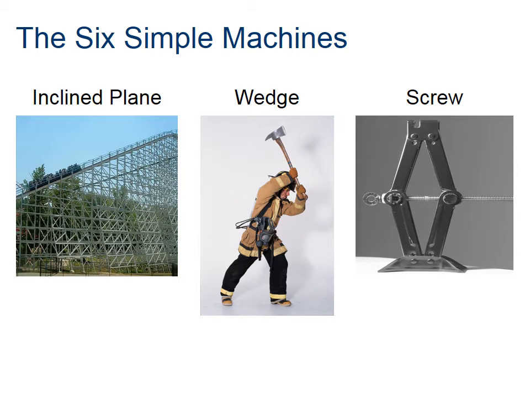So, like in our first presentation, an example of an incline plane would be a roller coaster. A wedge would be an axe, in this case, and a screw, that is actually a car jack, and it's a great example.